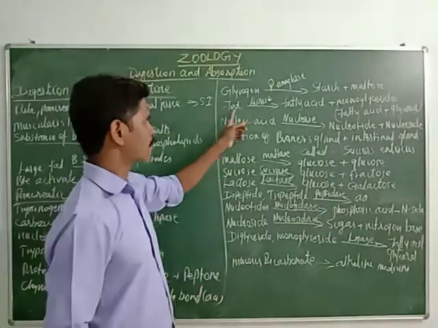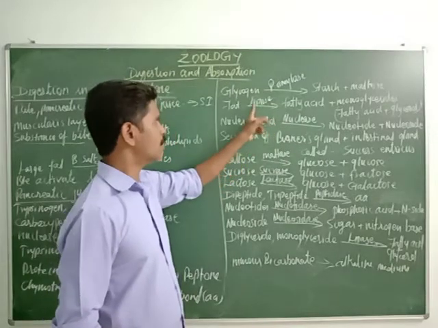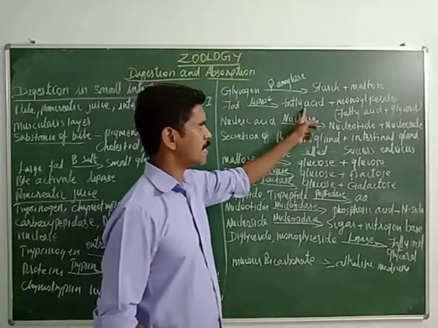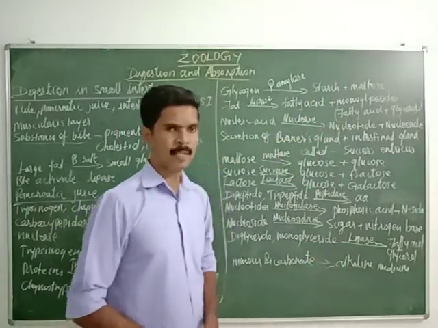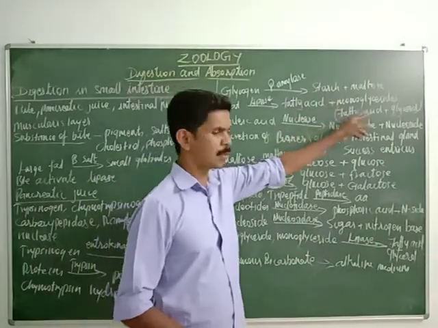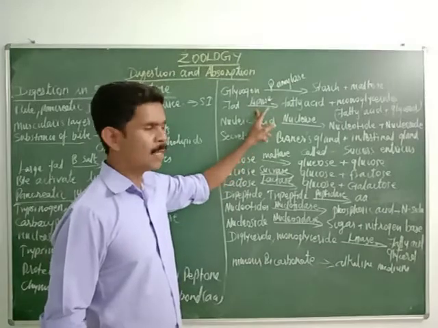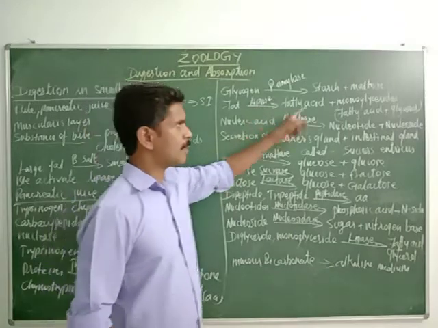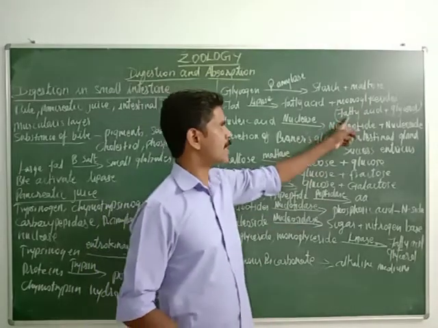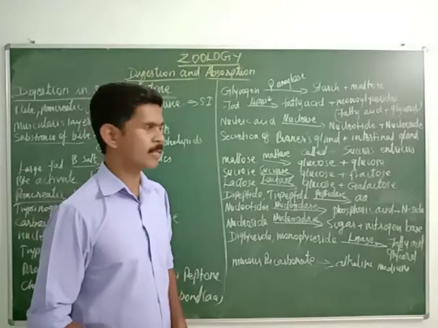Then next, lipase. Lipase is also present in the pancreatic juice. This lipase converts the fat molecules into fatty acid and monoglyceride, with the help of the enzyme lipase. Then these monoglycerides are again hydrolyzed into fatty acid and glycerol. Hope you understood this point.